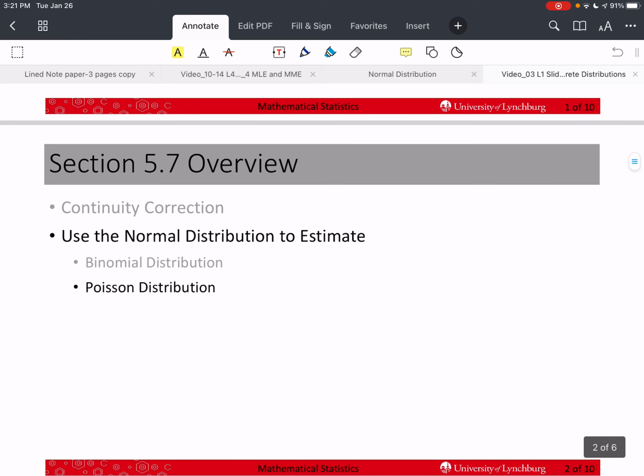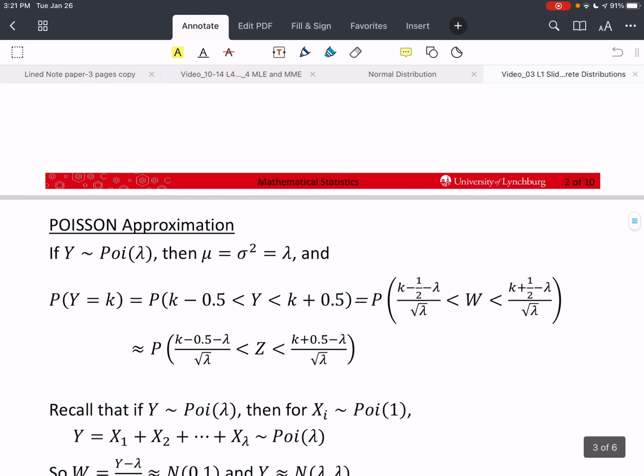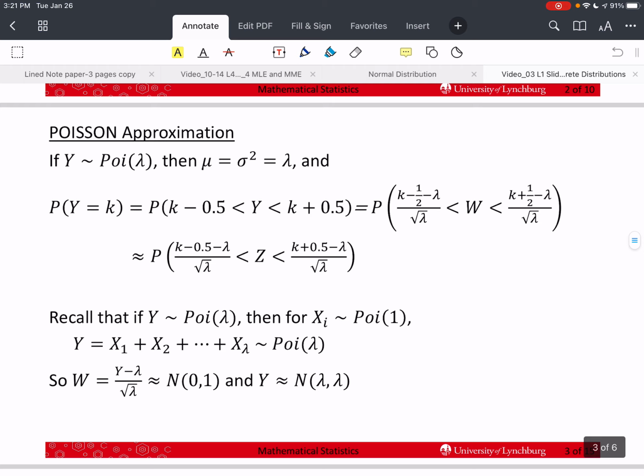So we've covered the continuity correction. We've covered all the examples for the binomial distribution. Now we're going to show you how similar this is for another distribution, the Poisson distribution. Okay. So we're doing a Poisson approximation.